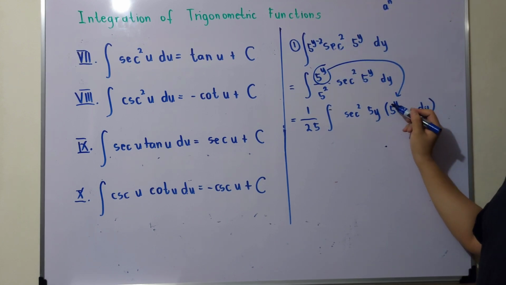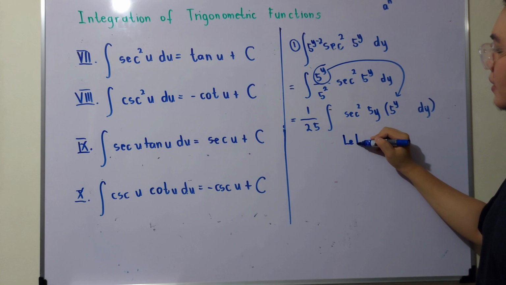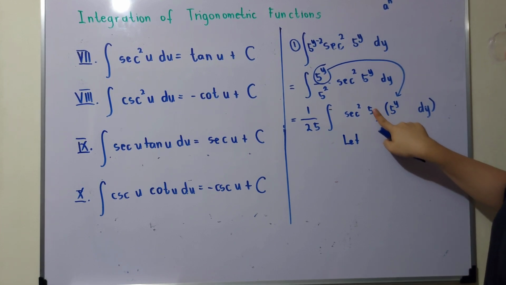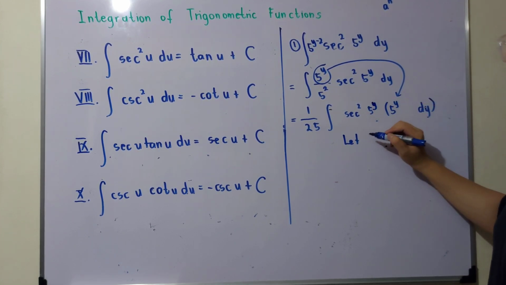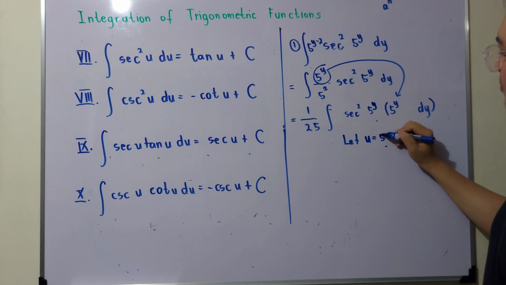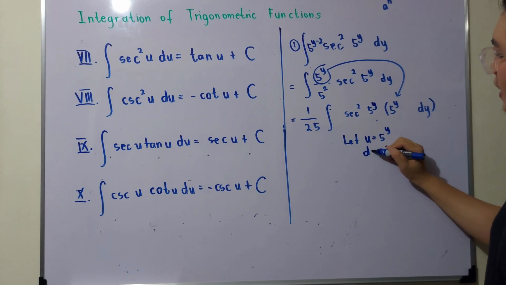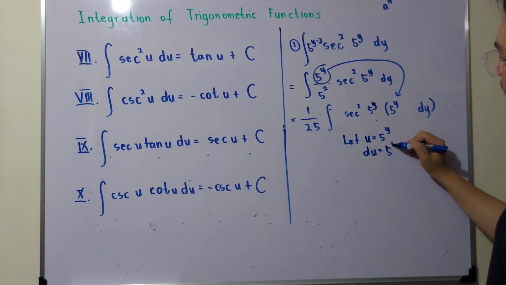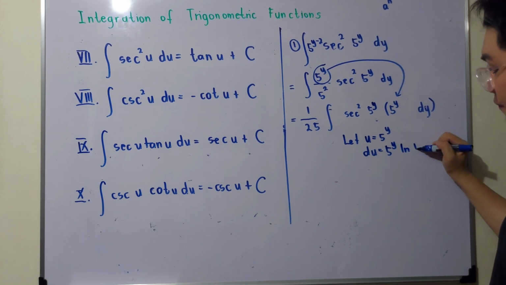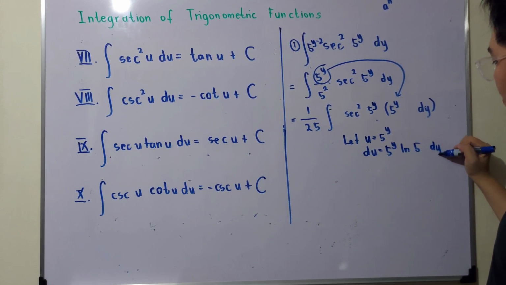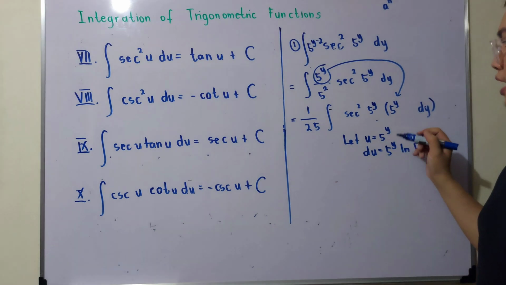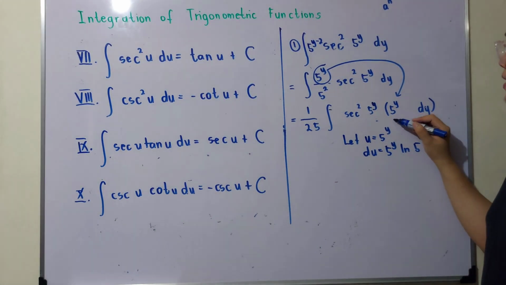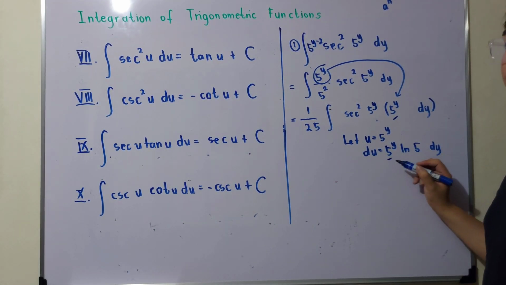Hindi mo yan ipag-multiply. So, ay, mali ito. 5 raised to y pala, sorry. Let u be equal to 5 raised to y. Ang du ay 5 raised to y ln 5 dy. Okay, so as you can see, syempre kompleto yan. Meron tayong 5 raised to y. Pero yung ln 5 wala.